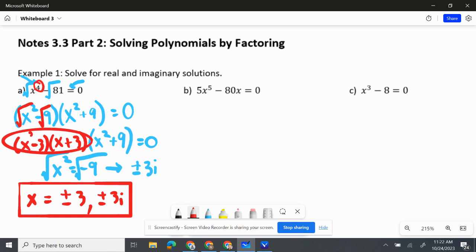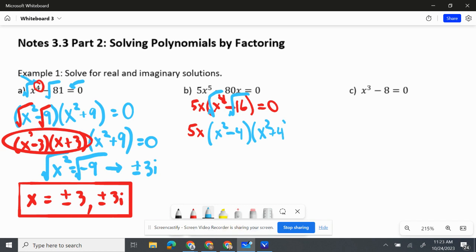So for the second one, we're first going to notice a GCF. So I'm going to factor out a 5x. After I factor out a 5x, what I'm left with is x to the 4th minus 16 is equal to 0. That is not squared, that would be to the 4th. And then I take the square root. So what I have is the 5x, and then I have the x squared minus 4, and I have the x squared plus 4.